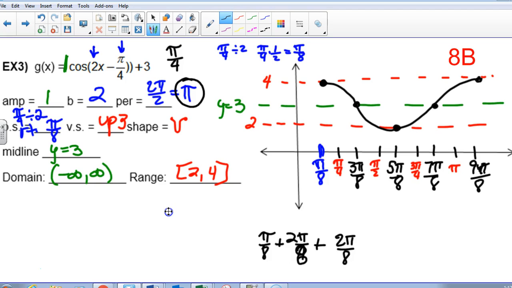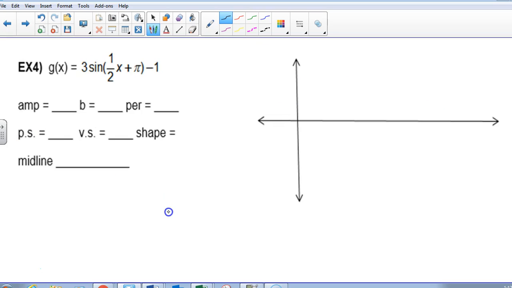Do we have one more of these to do? All right, let's see if we can go quickly. Anybody? Amplitude? 3. B? 1/2. Period. 2 pi divided by 1/2 is 4 pi. Phase shift. It's not pi. It's not factored. If we were to factor it out, we'd have to divide pi by 1/2, which would be pi divided by 1/2, or 2 pi.